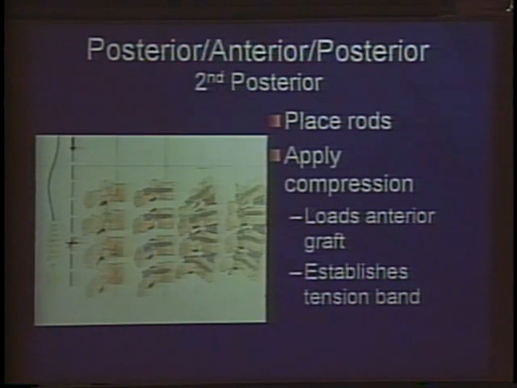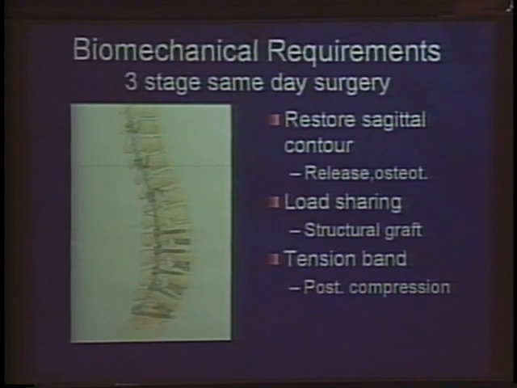And then the patient is repositioned, the rod is placed and compression applied, which loads the anterior graft and establishes a tension band, and the posterolateral bone graft can be placed. So this three-stage same-day surgery allows us to restore sagittal contours via releases or osteotomies. It provides anterior load sharing via a structural graft, and it reestablishes the tension band. And this is typically a 5 millimeter rod.